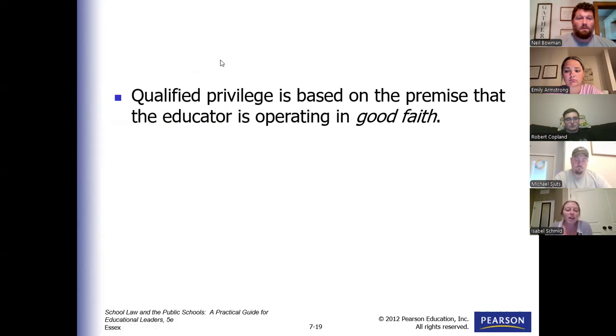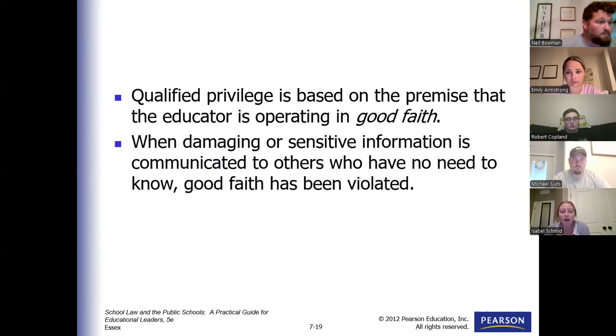All right, so qualified privilege protects educators when they share information about a student, but only if it's done in good faith. That means the educator must act with the sincere belief that sharing the information serves a valid educational purpose. If sensitive or damaging information is shared with someone who has no legitimate need to know, then that good faith is considered violated. This principle is important because qualified privilege is lost when information is shared carelessly or with harmful intent. An educator who fails to act in a reasonable and prudent manner could face personal liability if they breach this standard. Next slide.